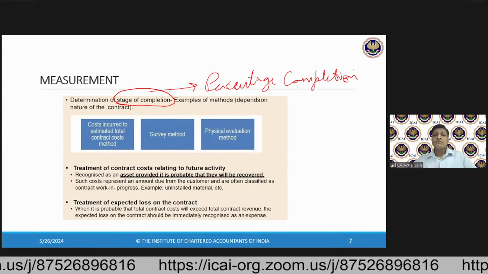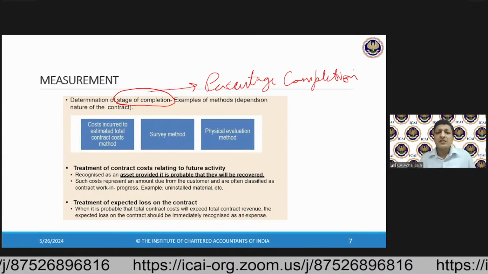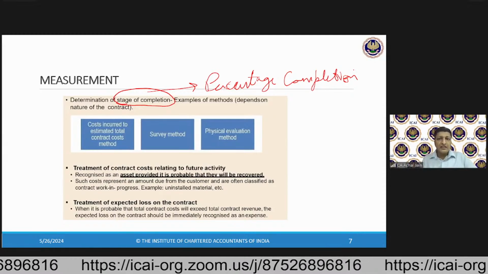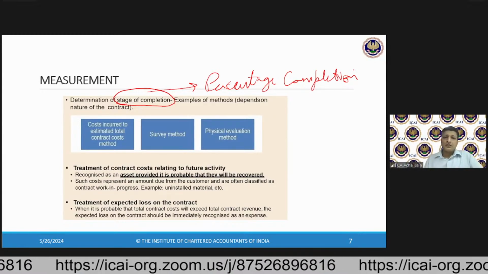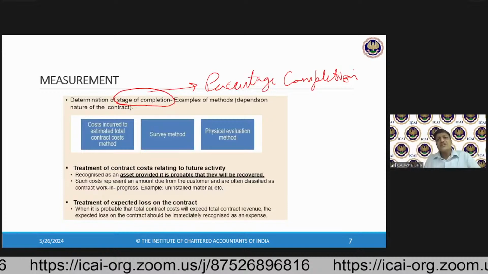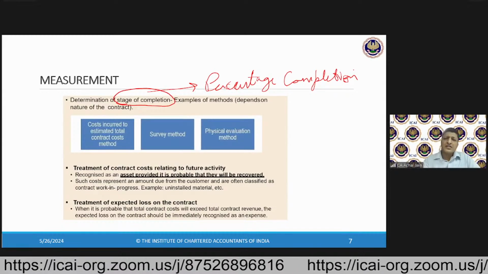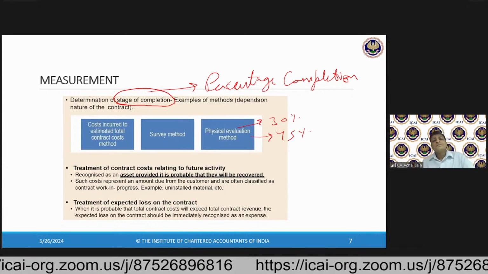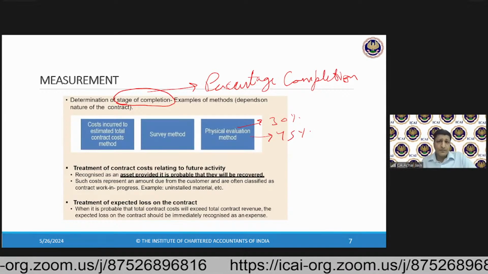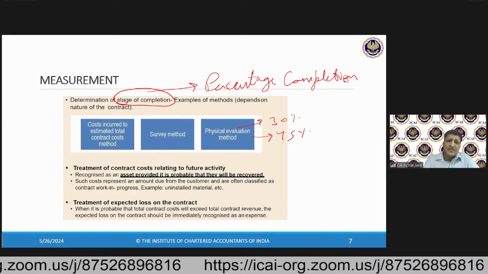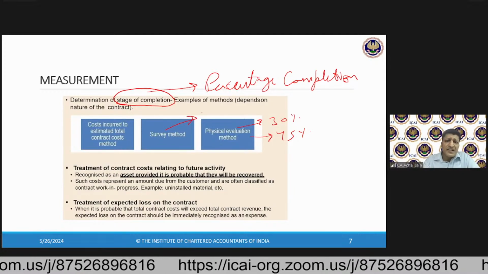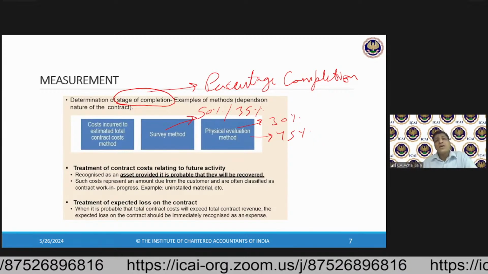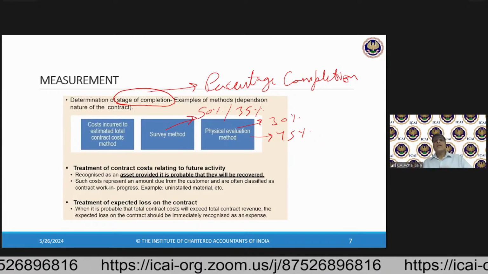One is by physical evaluation. Means the technical valuer will evaluate that. Maybe he'll go to the site. Let's suppose a building is getting constructed, so he'll evaluate that physically. He'll physically check and tell whether it's 30% or 45%. Second is the survey method. A survey will be conducted, and on that basis again the percentage will be specified, whether it's 50% or 35%, whatever the percentage is. Third is called the cost method.